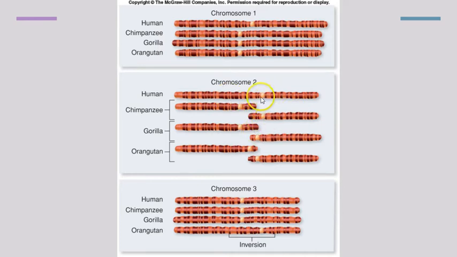It turns out that we have this fused version, right? At some point, these two chromosomes fuse together to give us our chromosome number 2. You can see that it matches all of this, and it matches all of that. That's a fusion, okay? Over here in chromosome 3, there was an inversion at some point after orangutans split, and we, gorillas, humans, and chimpanzees all share that. So these are some examples of actual chromosomal differences that arise from these different kinds of mutations.